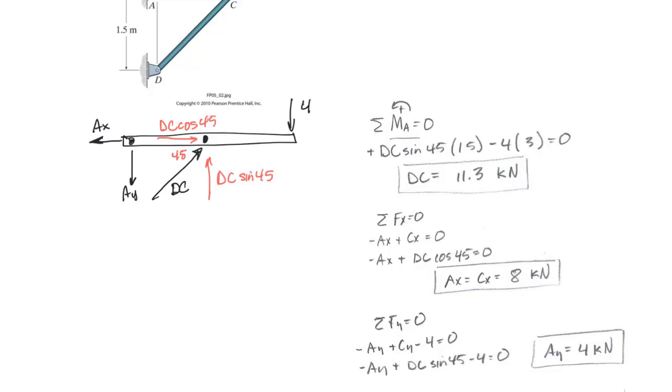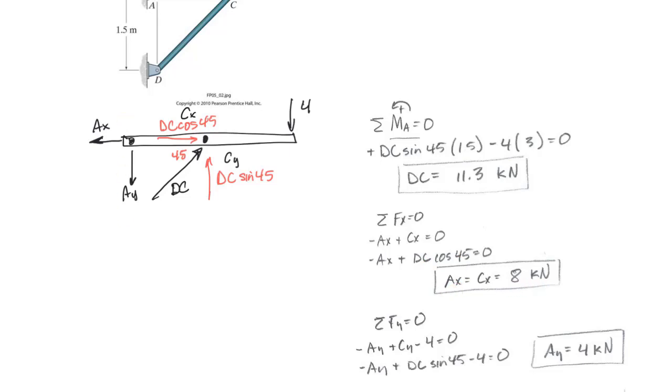Now I can also call this component CX if I wanted to. That is CX going that way and CY going that way. But what I want you to recognize is that if I'm looking for the force here, that force CX is actually DC cos 45. So when I do that, I find that AX is equal to 8 kilonewtons.